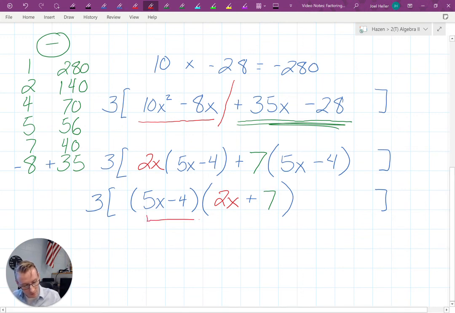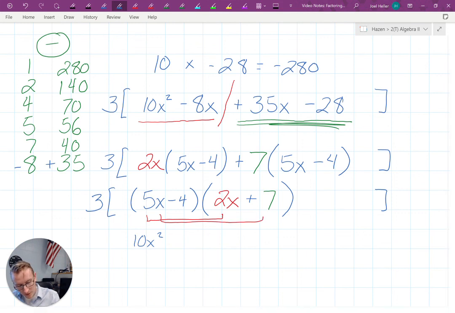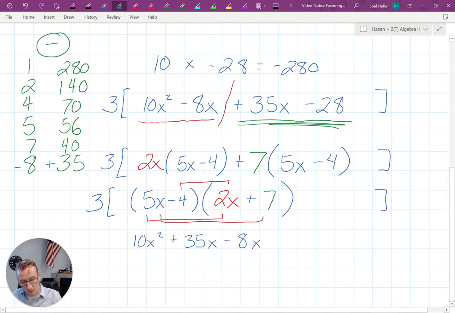I've got my first terms. It's going to give me my 10x squared. I'm going to do my outside terms. That's going to give me, well, let's see, 7 times 5 is going to be plus 35x. Then I'll do my inside terms. So I get negative 4 times 2x. It's going to be minus 8x. Then I'll do my last terms here. And that's going to give me minus 28. And you have the 35x minus 8x. That does, in fact, equal the original 27x that we were looking at, giving you 10x squared plus 27x minus 28.